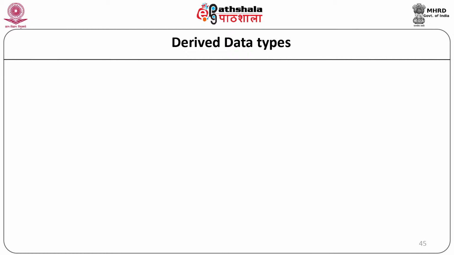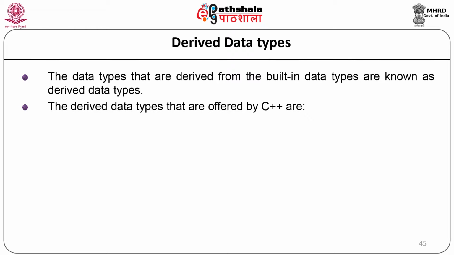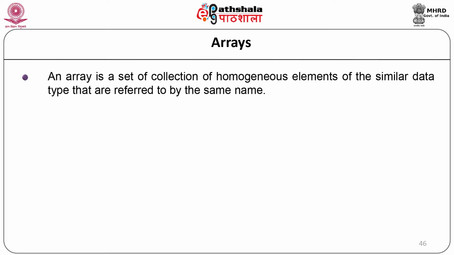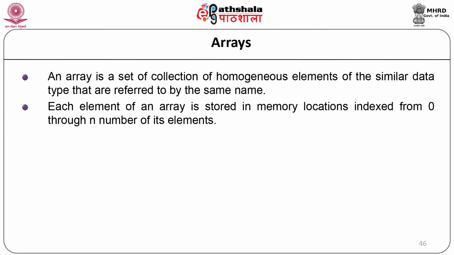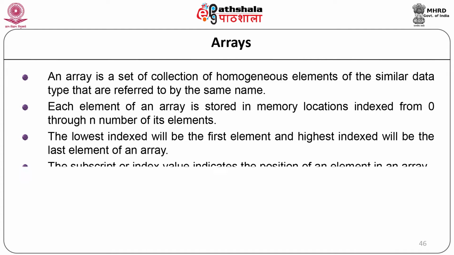Now let us see the derived data types in C++. The data types that are derived from the built-in data types are known as derived data types. The derived data types that are offered by C++ are arrays, functions, references, and pointers. An array is a collection of homogeneous elements of the similar data type that are referred to by the same name. Each element of an array is stored in memory locations indexed from 0 through n. The lowest index will be the first element and the highest index will be the last element of the array. The subscript of the index value indicates the position of an element in an array.